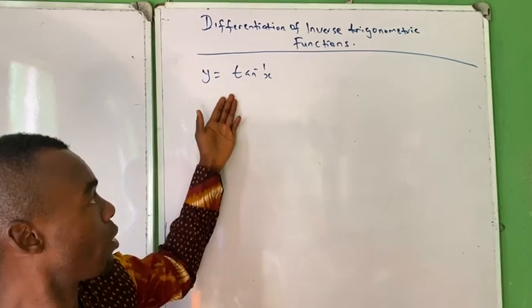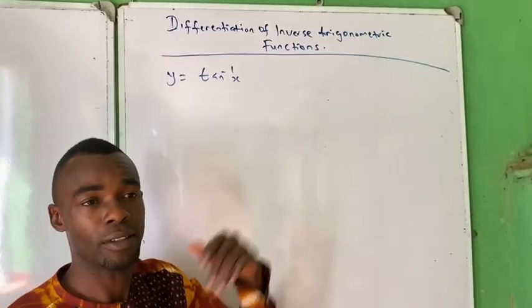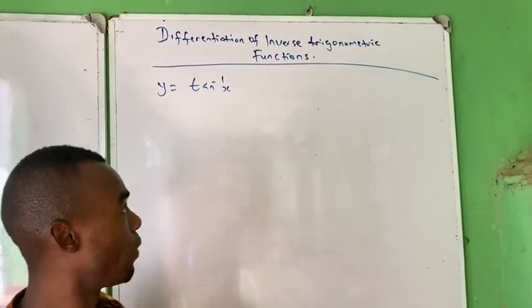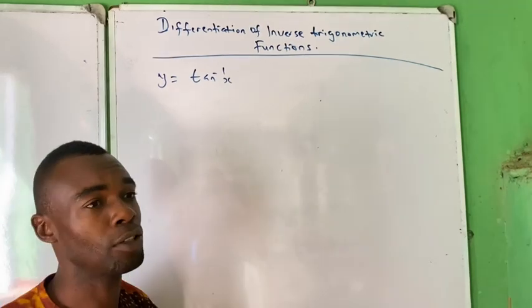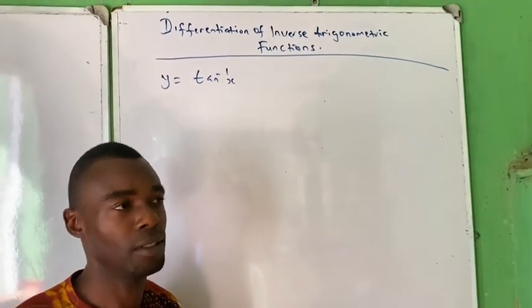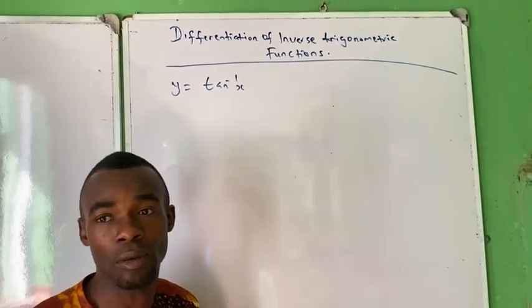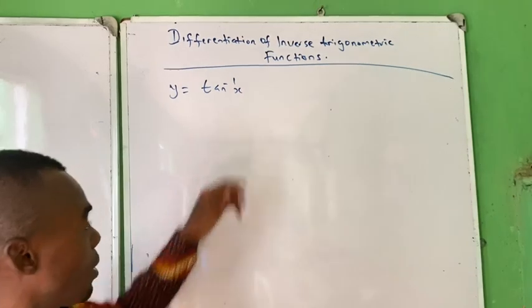Today we are going to be looking at the differentiation of inverse trigonometric functions. We are going to be looking at the tan inverse of x. We have talked about the sin inverse of x and the cos inverse of x. Now this is the last one, which is the tan inverse of x.